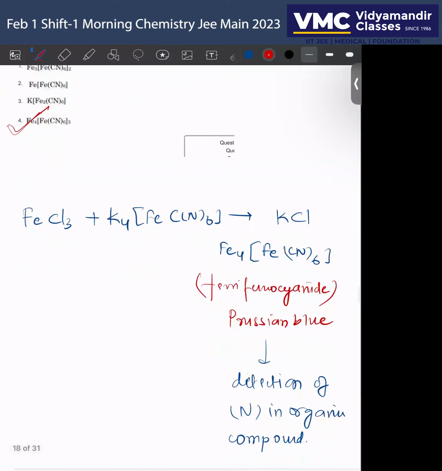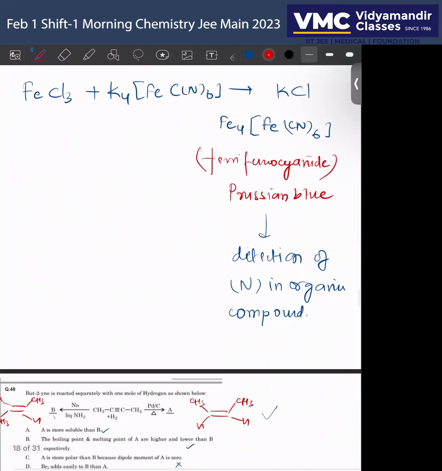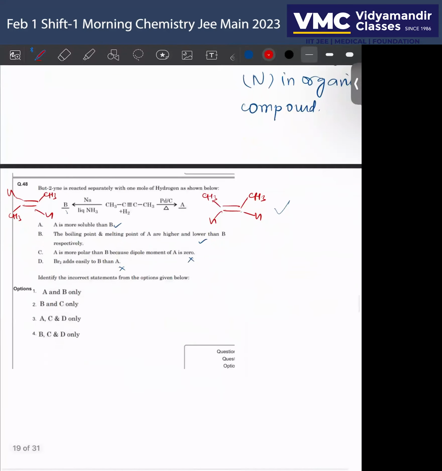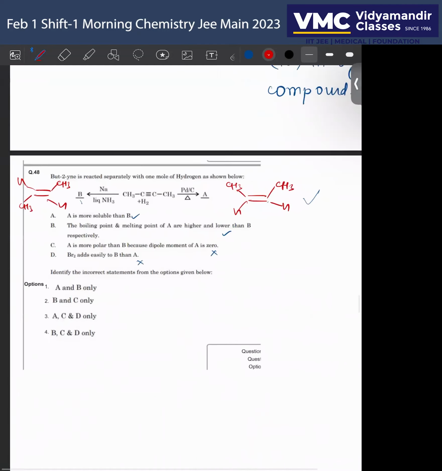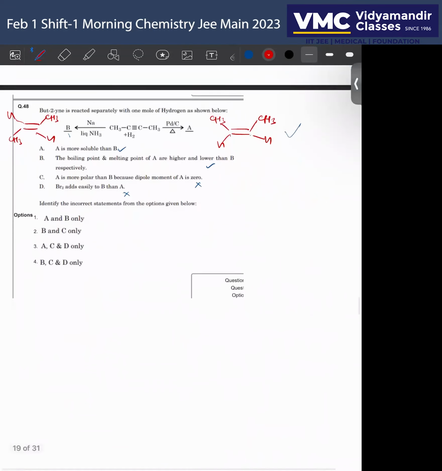Okay. Moving on to question number 48. This question is challenged by VMC. The question number 48 shows that but-2-yne is reacted separately with 1 mole of hydrogen as shown below. We see that there we have used a Lindlar's catalyst which produces a cis alkene, and here we're using a Birch reagent which produces a trans alkene. See, A is more soluble than B, it is correct. Cis alkene is more soluble than trans alkene, which is correct.